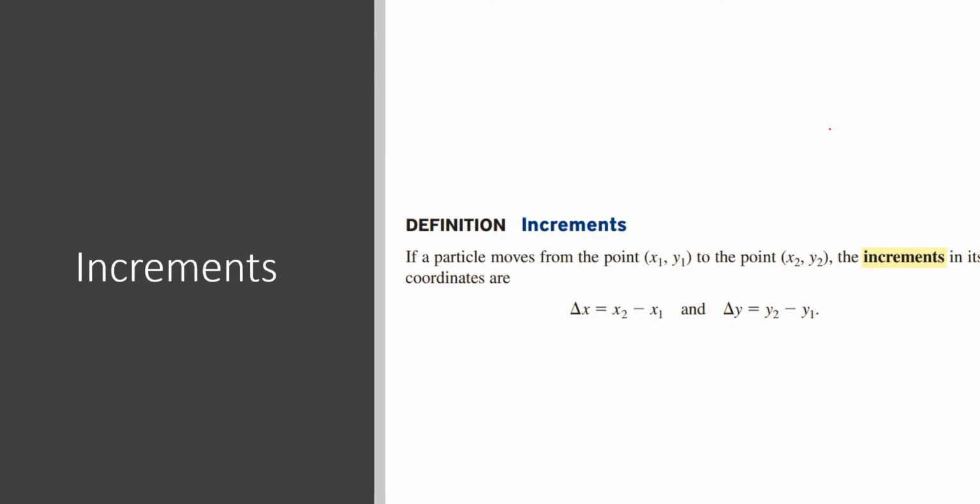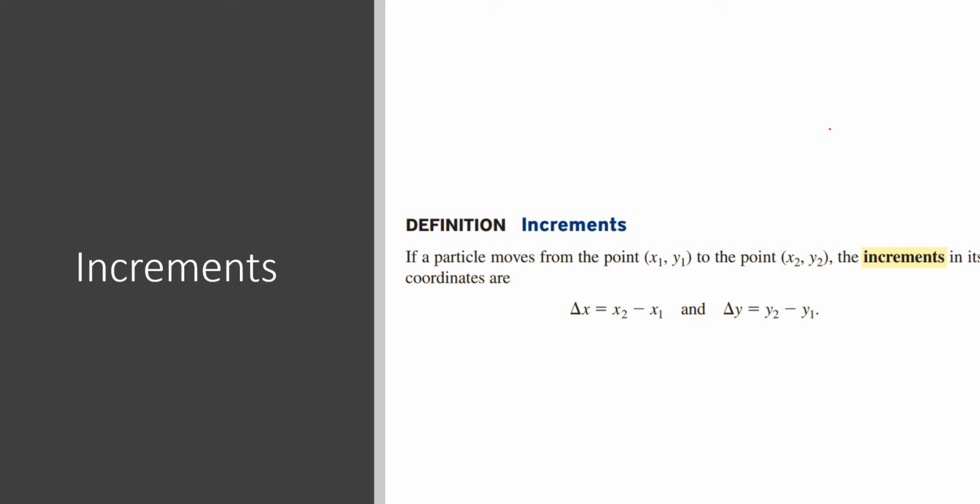The first very basic mathematical concept is increments. If a particle moves from the point (x1, y1) to the point (x2, y2), the increments in its coordinates are delta x equals x2 minus x1 and delta y equals y2 minus y1.